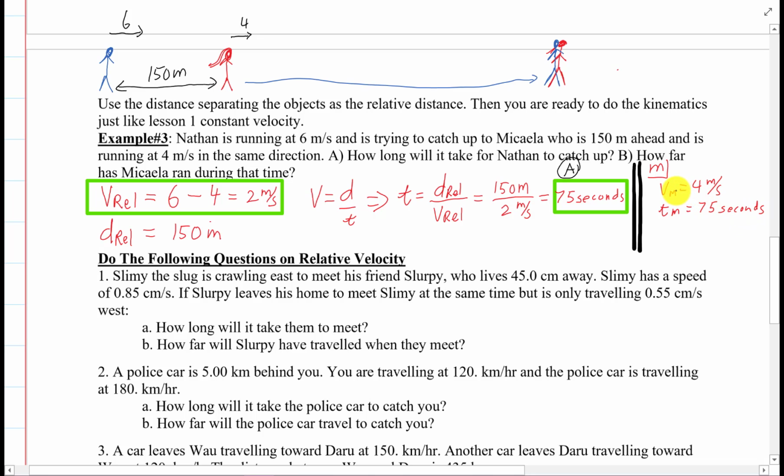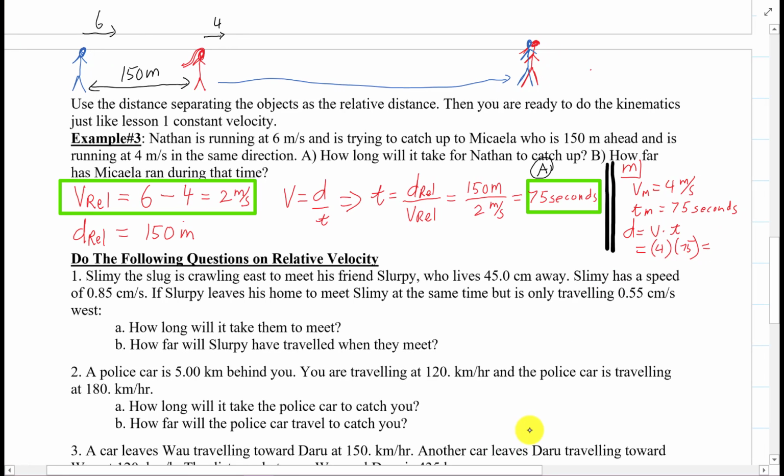So knowing the speed of Michaela and the time of Michaela, we can get how far Michaela has run. Notice that in this second section, where we're asking how far has Michaela run during this time, we're only looking at Michaela's specifics. We don't touch Nathan's, or the relative velocity. So distance is velocity times time. Velocity is 4 times the time of 75, and that is going to be 300 meters.